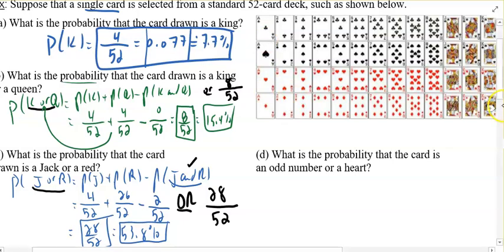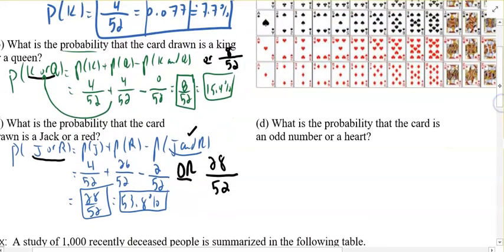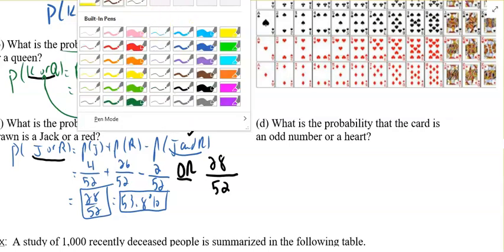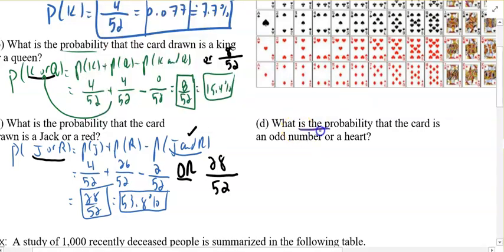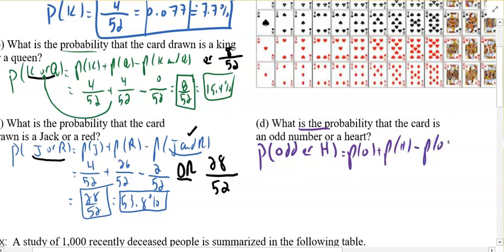Now, of course, you're not going to do that by hand. You can start imagining doing that, and it works, really. Now I want to look at what is the probability that the card is an odd number or a heart. That's the probability of odd plus the probability of heart minus the probability of odd and heart.